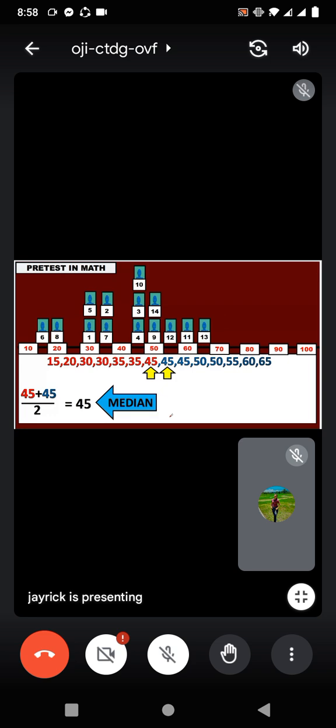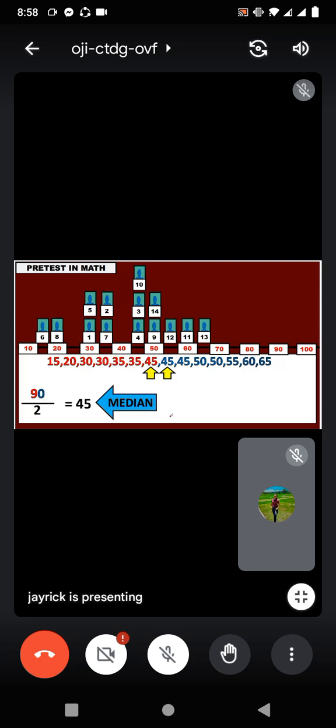Why should we divide it by 2? Because there are only two values. We have 45, the second value, 45. So 45 plus 45 is 90, and divided by 2, the answer is 45. That is the median. Very good.